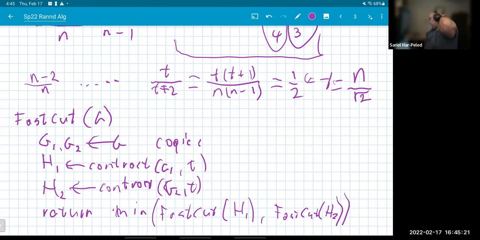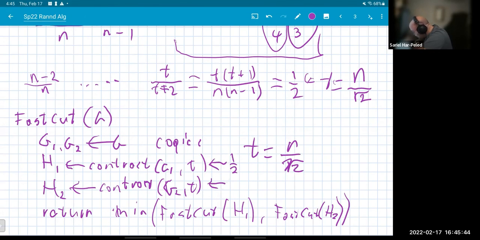So what's happening? I'm doing 2 copies of the graph. I do 2 independent contractions until this size t of n over square root of 2. And now I call recursively on those 2 copies. So this is the algorithm. The probability of this succeeding is half. The probability of this succeeding is half, right? Succeeding means that we did not contract the min cut.